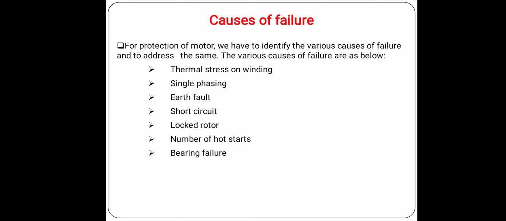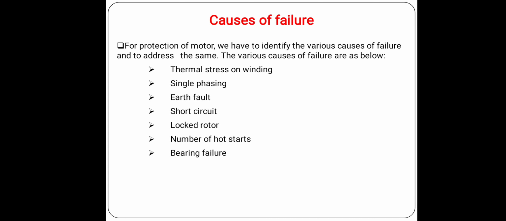So now next is what are the basic causes of failure of motor. For protection of motor we have to identify the various causes of failure and address them. The various causes of failure are, first, thermal stress on winding. That means if a motor runs continuously more than its rated capacity, then this will overheat the winding and insulation, and due to this the winding insulation fails, resulting in failure of motor. If the voltage is less than the designed value, then also it will overheat the winding at rated load and failure of the motor can occur.